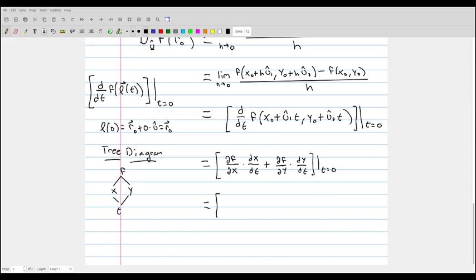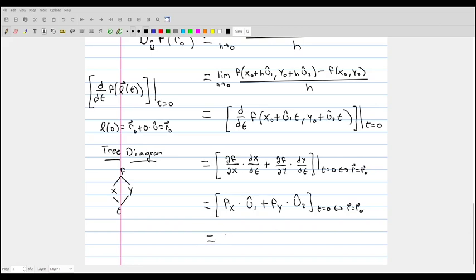So this is just going to be fx, the x partial derivative of the function f, and dx dt on the line is just u1 hat. df dy is going to be fy, the y partial derivative of f, times dy dt, which is u2 hat. This is all evaluated when t is equal to 0. And remember, t equals 0 is the same thing as r equals r naught.